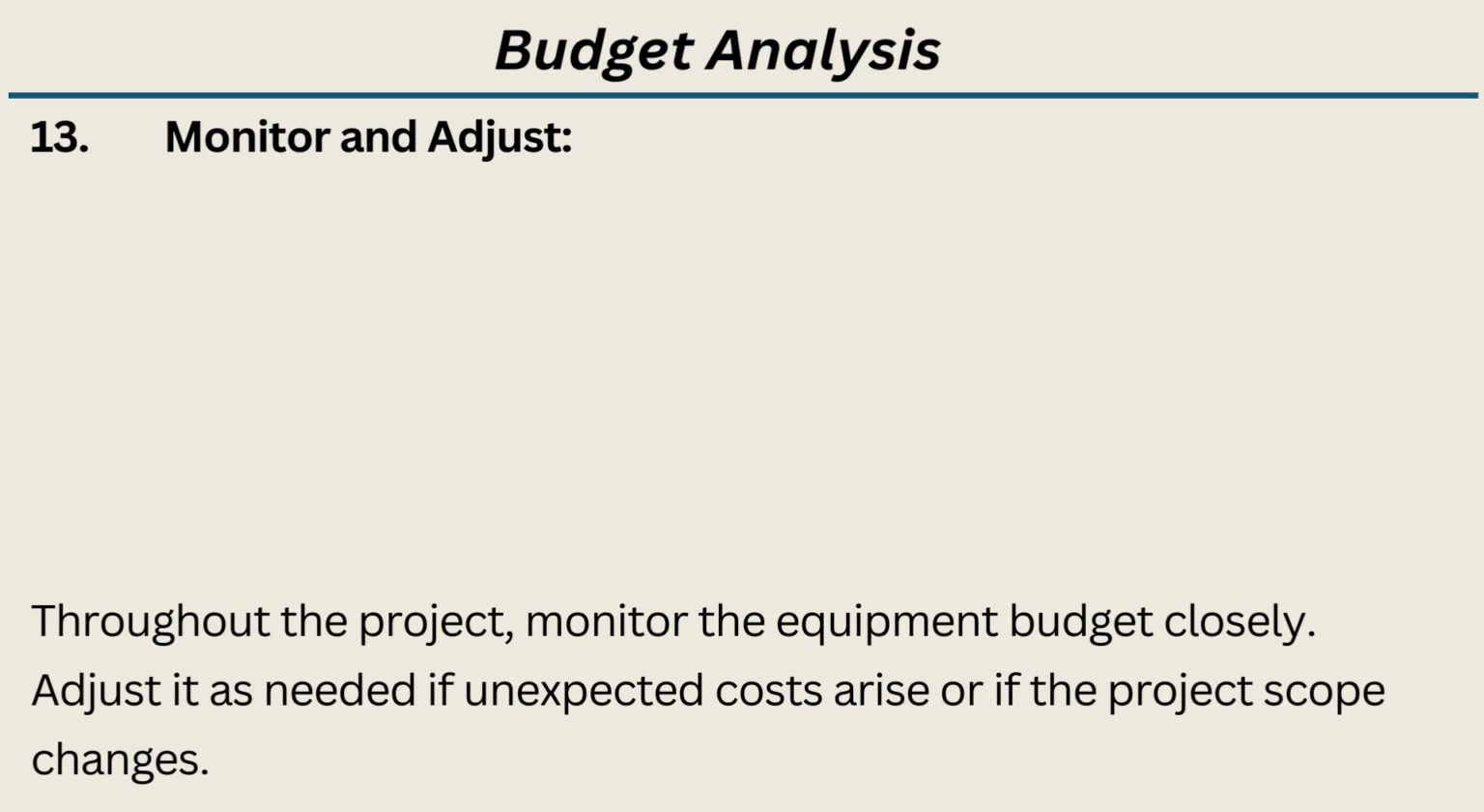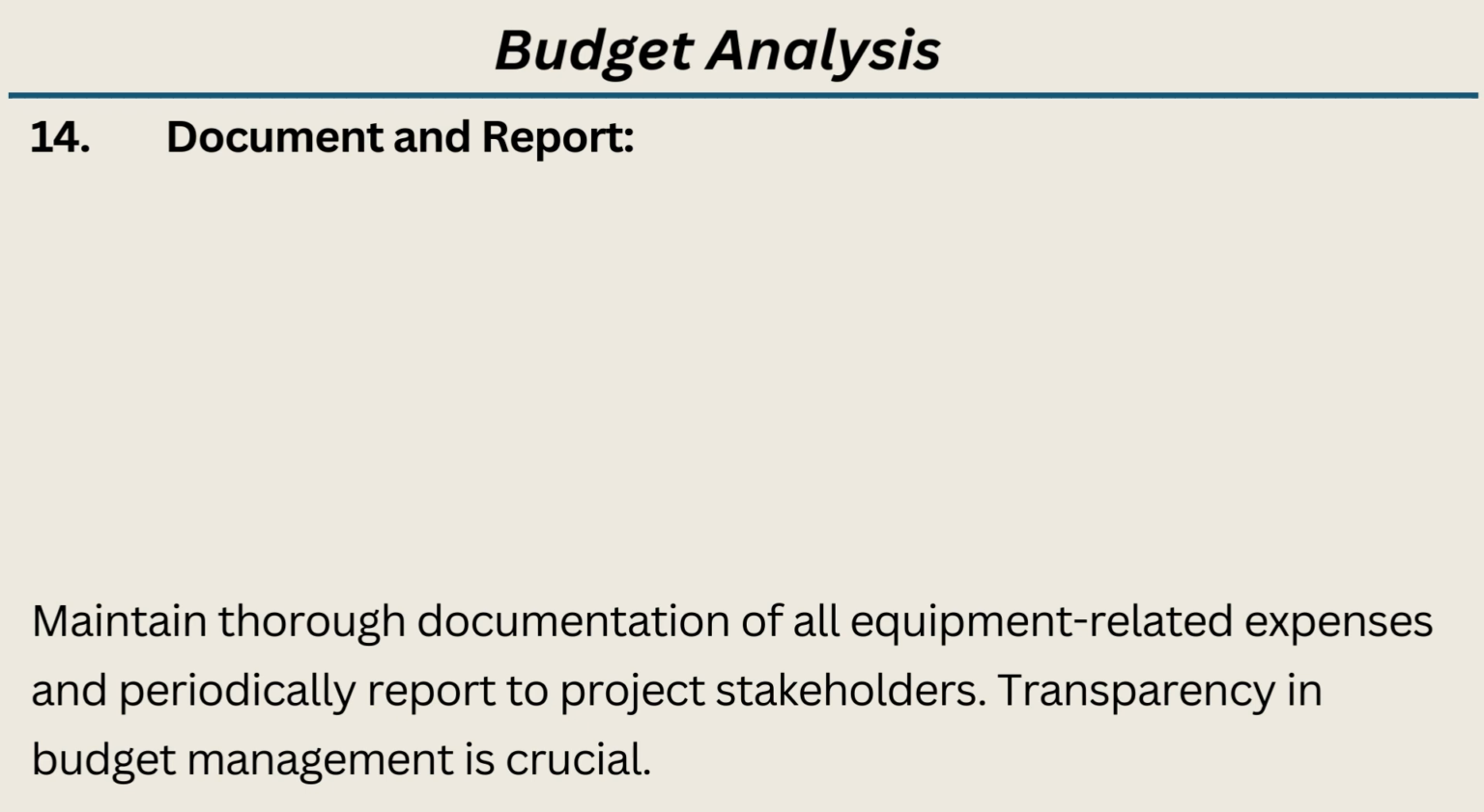13. Monitor and adjust. Throughout the project, monitor the equipment budget closely. Adjust it as needed if unexpected costs arise or if the project scope changes. 14. Document and report. Maintain thorough documentation of all equipment-related expenses and periodically report to project stakeholders. Transparency in budget management is crucial.